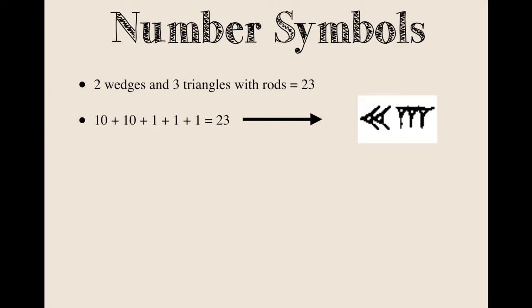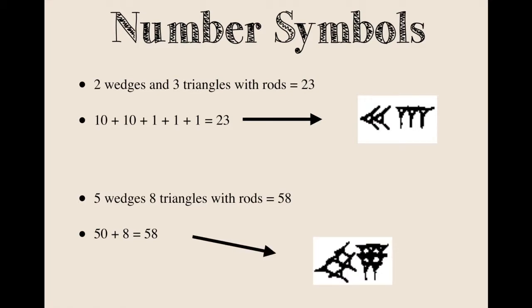Now another example would be 5 wedges and 8 triangles with rods, which would be 58, because as you can see, there are 5 wedges, which would mean 50, and 8 triangles with rods, which would mean 8, and together that would be 58.